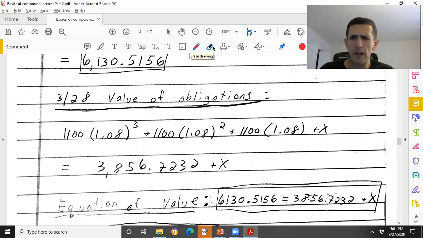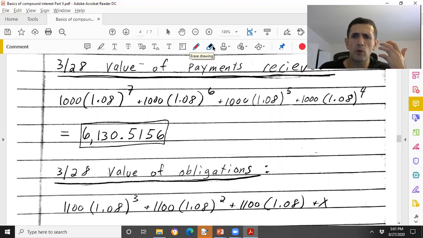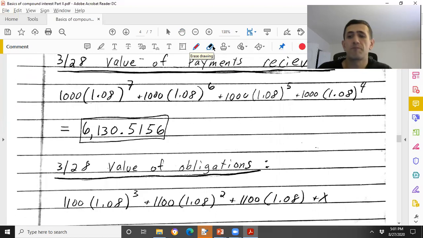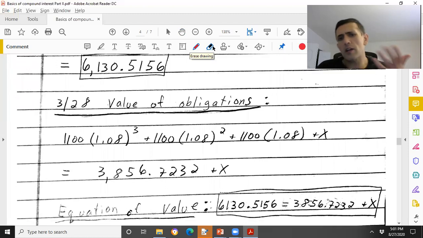So the equation of value is you just add these two up. Because again, remember, what is an equation of value? It's the time value of payments received equals time value of obligations. Okay. And I should mention, theoretically, it doesn't matter what your reference time is. You're still going to get the same answer. It's just sometimes are convenient versus the others.